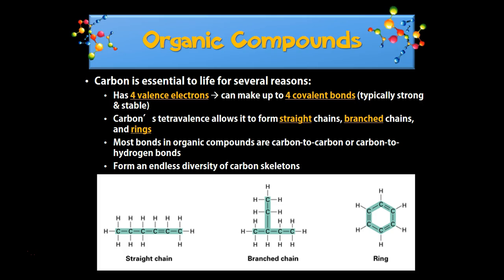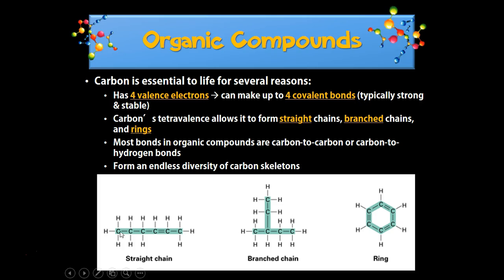can make up to 4 covalent bonds, not only with itself, but then also with other elements on the periodic table as well. And remember, of all the bonds that we talked about, covalent bonds are one of the most strong and stable bonds that we know of. So carbon's tetravalence allows it to make all sorts of variations on these things we talk about as carbon skeletons.